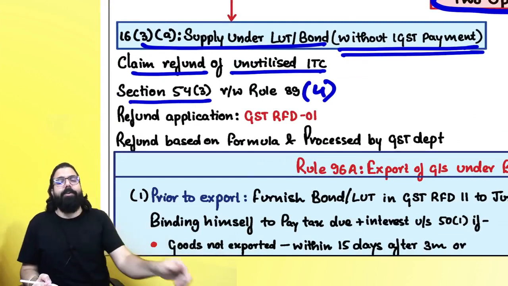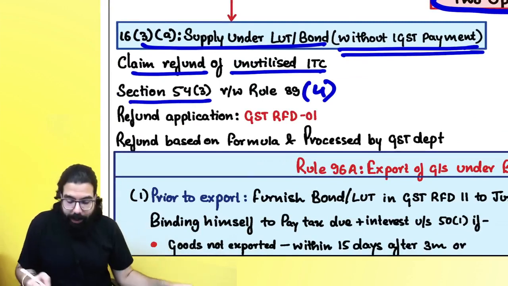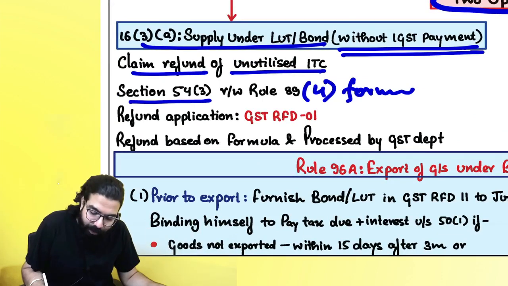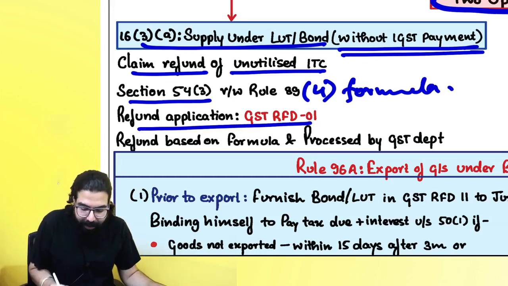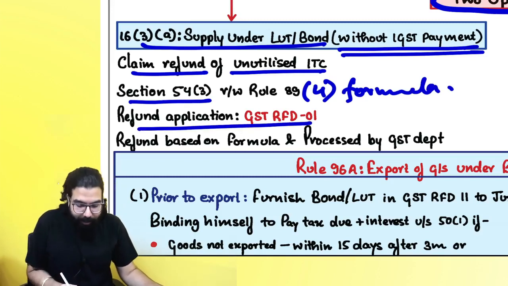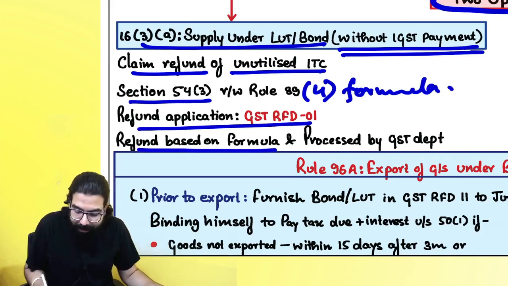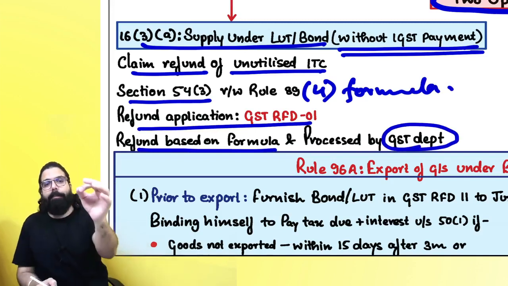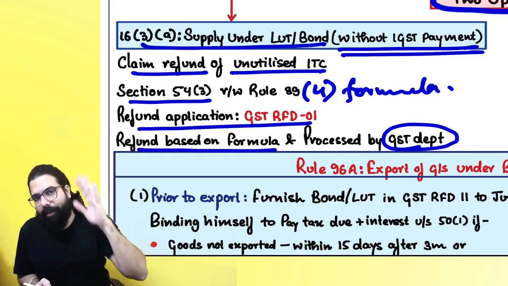Can you recall the formula under rule 89(4)? Based on the formula, a refund application has to be given, and you will be given a refund based on the formula by the GST department. Is the point 100% clear to all? Yes sir, point is clear.